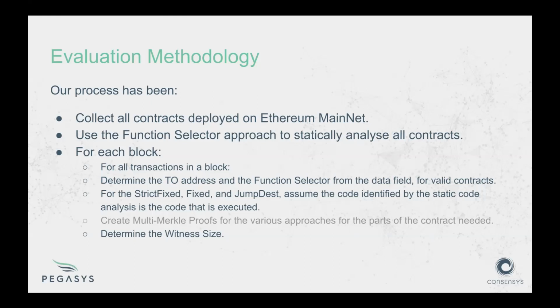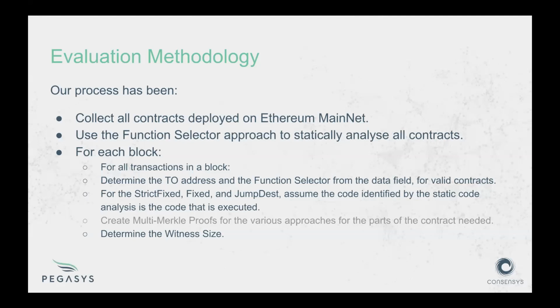The function selector approach was then used to statically analyze the contracts, and so essentially try and understand, given these functions, what code can you touch? And then for each block, and we've run it through quite a few different sets of blocks, we get all the transactions from the block, and then determine the to address and function selector for the transaction, making sure that the to address is a valid contract. Then for the strict fixed and jump test approach, assume the code identified by the static analysis is actually the code that's executed. It's going to be a bit of an over approximation, but it should be reasonably okay.